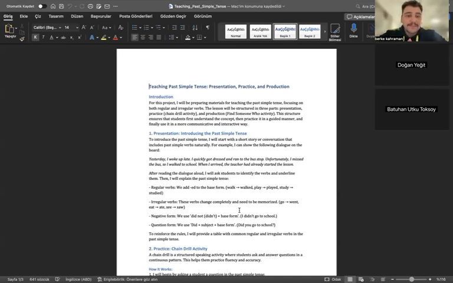Introduction to past simple tense. To introduce the past simple tense, I will start with a short story or conversation that includes past simple verbs naturally. For example, I can show the following dialogue right here on the board.